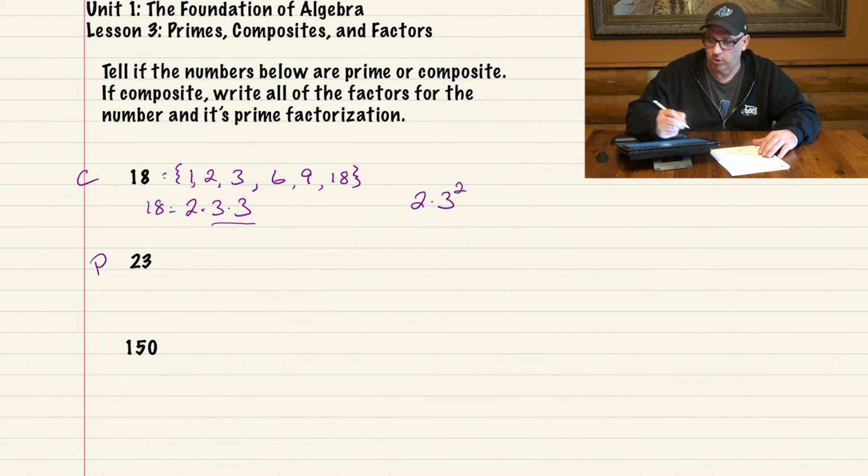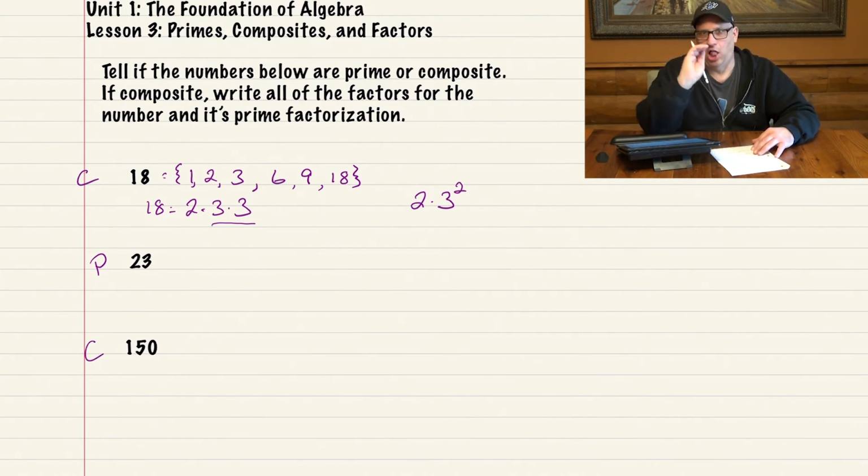23. 23 is a prime number, so there's nothing to do there. And then 150 is composite. Now 150 has a lot of factors. So if you want to try doing that one, try it. It's kind of cool. If not, just follow along.